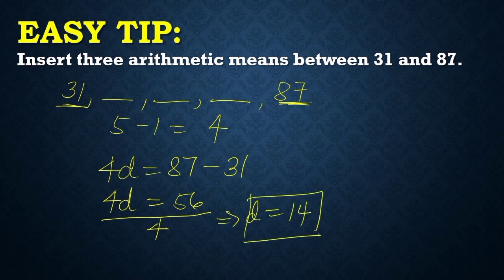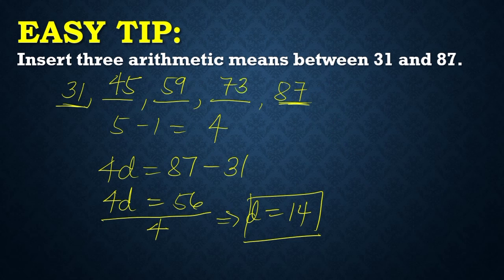Okay. Kapareho lang din naman siya dun sa formula, kaya lang shortcut ko lang siya dun sa D na agad. Tandaan, magma-minus ka lang lagi ng 1. Okay. And then, subtract mo yung first term from the last term. Okay. And so, kunin na natin yung 3 arithmetic means. So, 31 plus 14, that is 45. And then, plus 14, 59. Plus 14, 73. And another 14, 87.